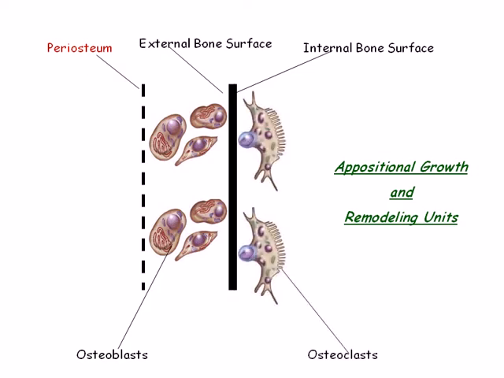Osteoclasts exist on the internal surface of the bone. Osteoclasts remove bone matrix, countering the action of the osteoblasts. So, while the osteoblasts lay down new bone on the external surface, osteoclasts remove bone from the internal surface. The coordinated activities of these two cell types facilitate the remodeling and controlled growth of bone.